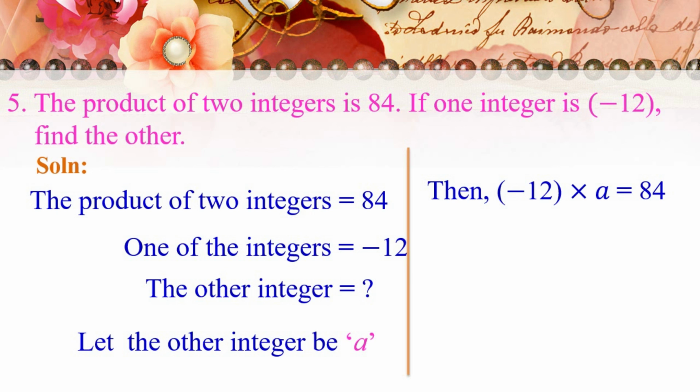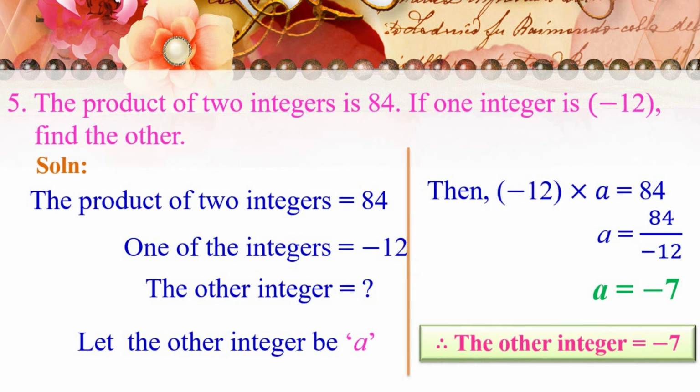One integer is minus 12. So minus 12 into the other integer, let the other integer be a. So minus 12 into a equal to 84. So a equal to, minus 12 transpose to RHS. The expression is a equal to 84 divided by minus 12. 7 12s are 84. So a equal to minus 7. Therefore, the other integer is equal to minus 7. One integer positive, another integer negative, we get a negative integer only. Therefore, the other integer is equal to minus 7.